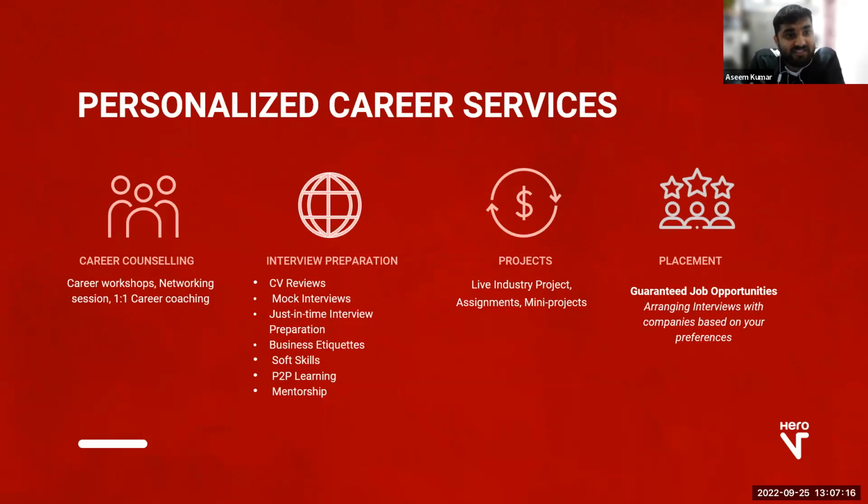The most important part is the placements and opportunities. Since it's a placement assurance program, we provide you guaranteed job opportunities of various package ranges, depending upon the skill set and the competency level which you are able to gain from our programs. Last week, we were able to achieve 150 plus placements for our learners. Since inception, that's a wonderful thing that we have achieved in a very short span of time.